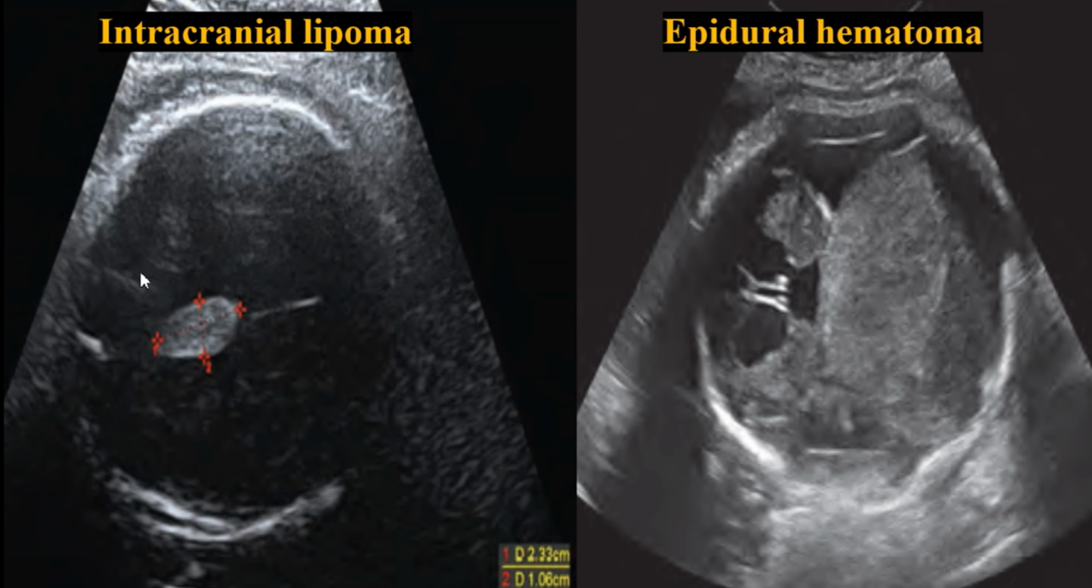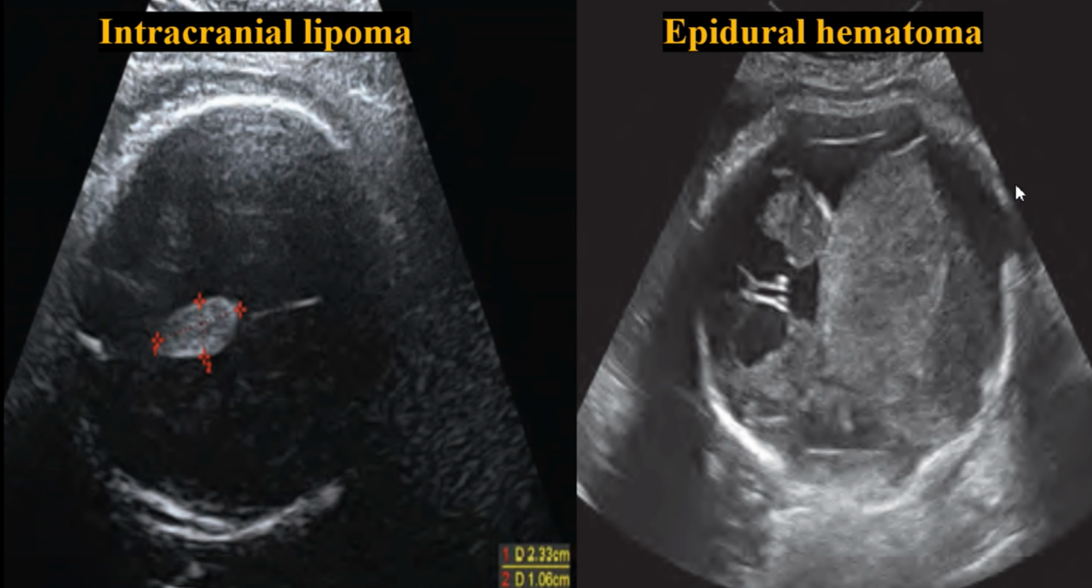And now we are going to discuss another brain anomaly, which is the intracranial lipoma. Here we can see the axial image of the fetal head during the third trimester, and it demonstrates an ovoid midline hyperechoic mass in the region of the interhemispheric fissure, and it is corresponding to the intracranial lipoma.